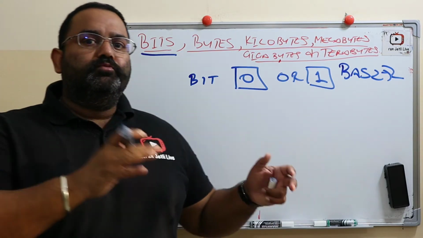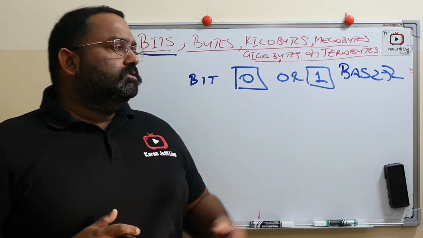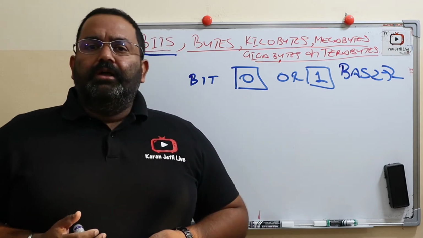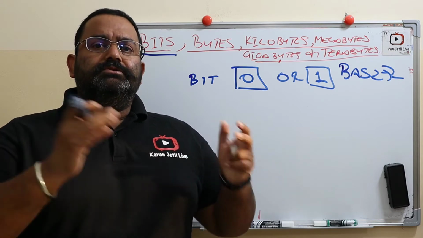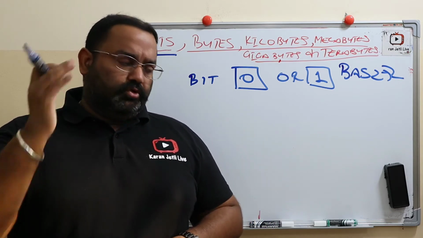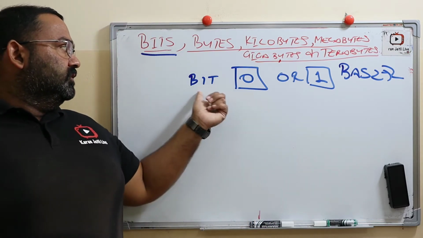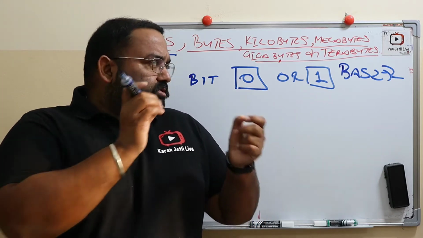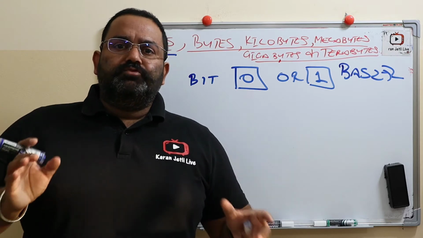0 means there is no pulse or off. 1 means on or there is a pulse. Okay, you know computer is an electronic machine. It will work on pulses 0, 1, 0, 1 and so on. So 1 bit can represent either 0 or 1. So this is the smallest unit.